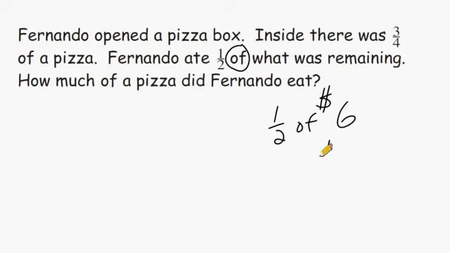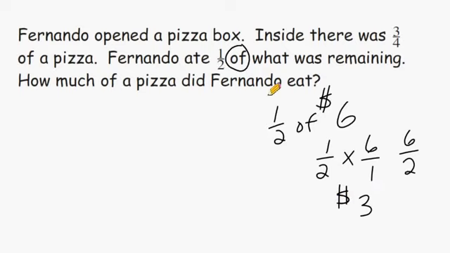Well, to show that through multiplication, we would write 1/2 times 6/1. So we would do 6 times 1 is 6, and for the denominator, 2 times 1 is 2. And simplifying 6/2 would give us 3, showing that 1/2 of $6 is in fact $3. So let's apply the same strategy to this word problem.